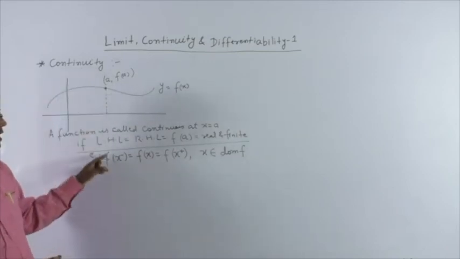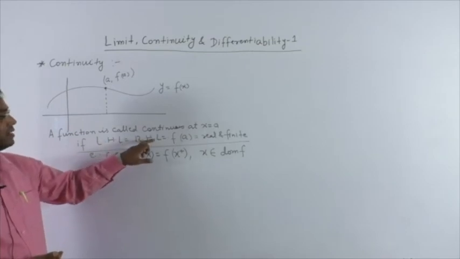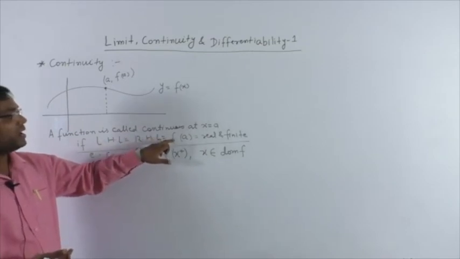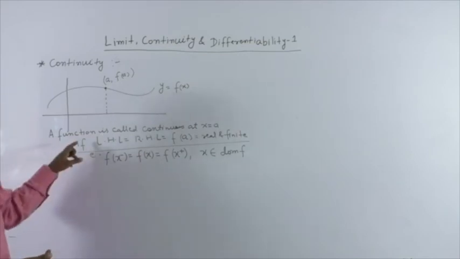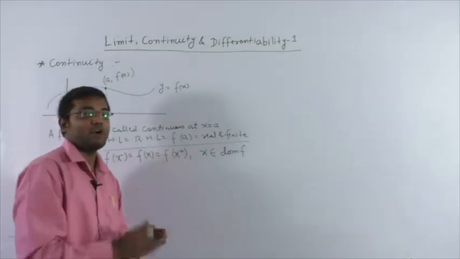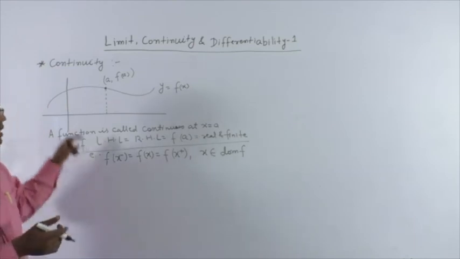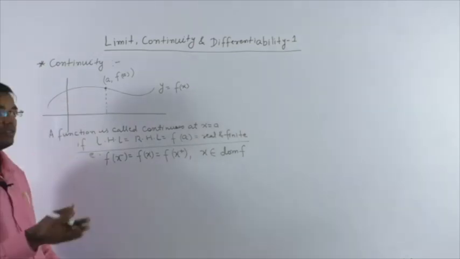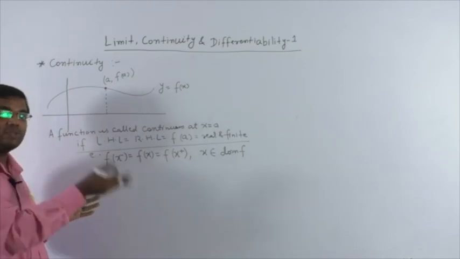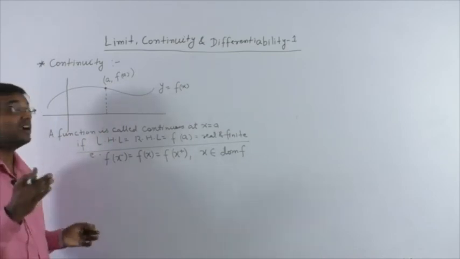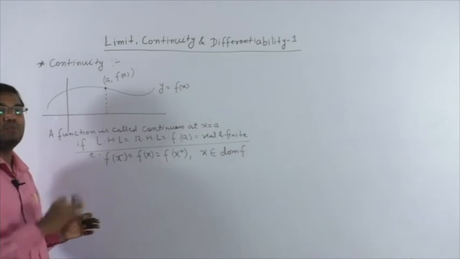Okay, the left hand limit should be equal to the right hand limit, and that should be equal to the value of that function at that point. Then we say that the function is continuous at that point. And suppose the domain of the function is from a to b. If the function is continuous from a to b, then we say that the function is continuous in the domain a to b.